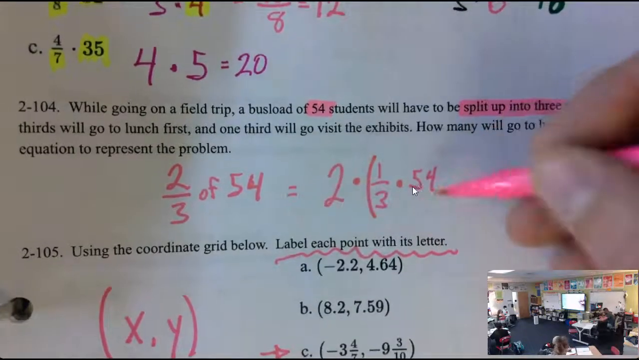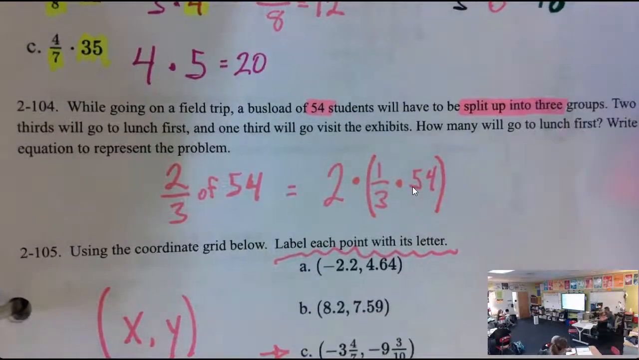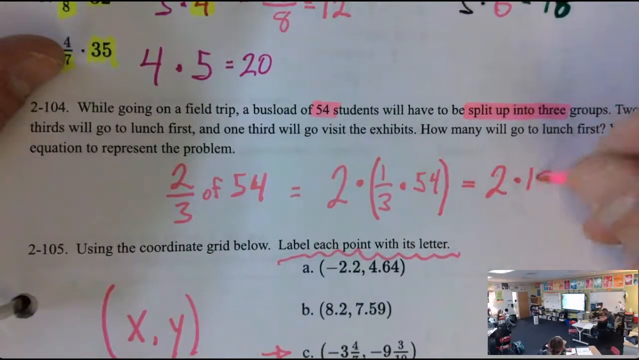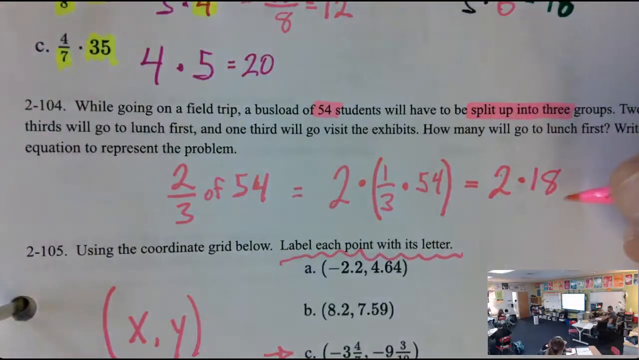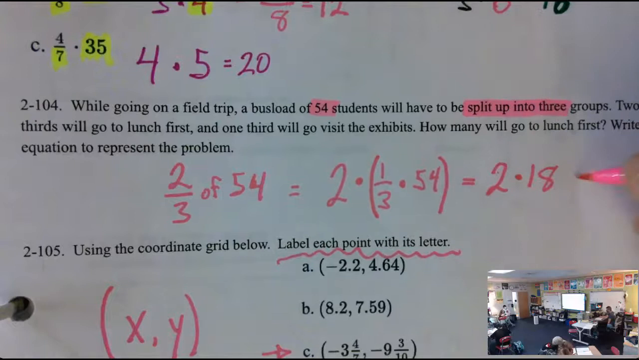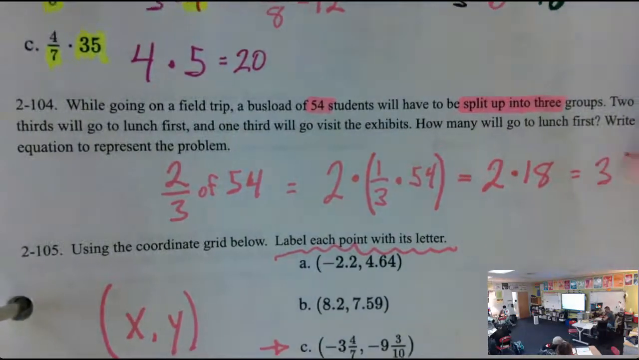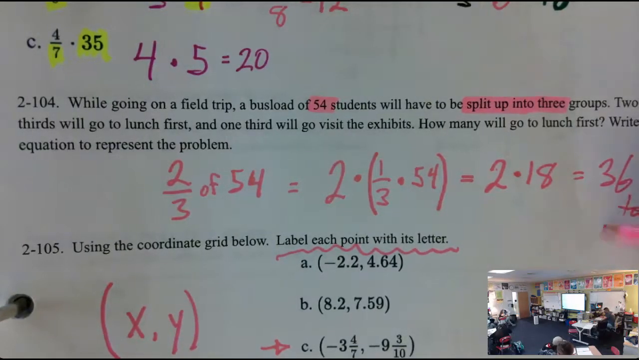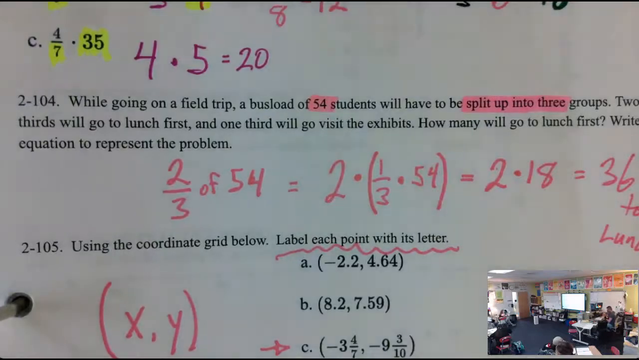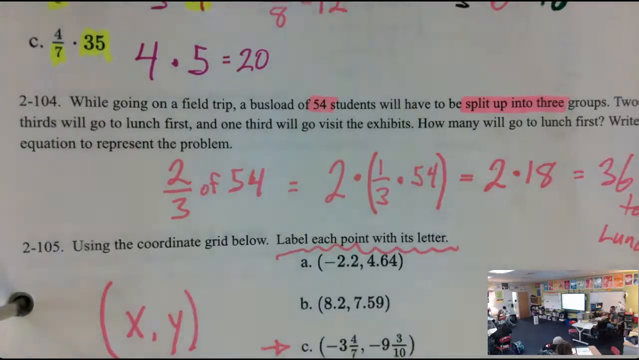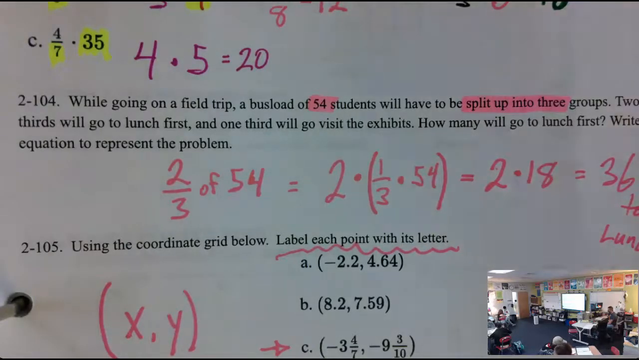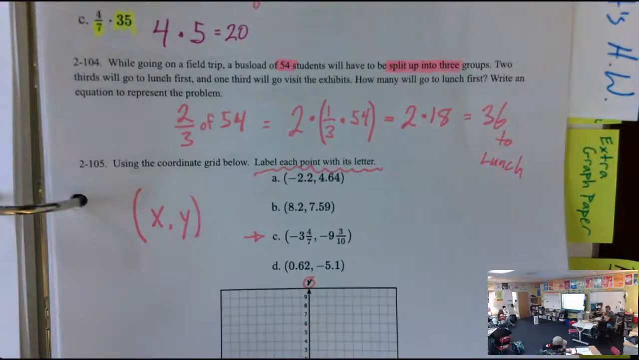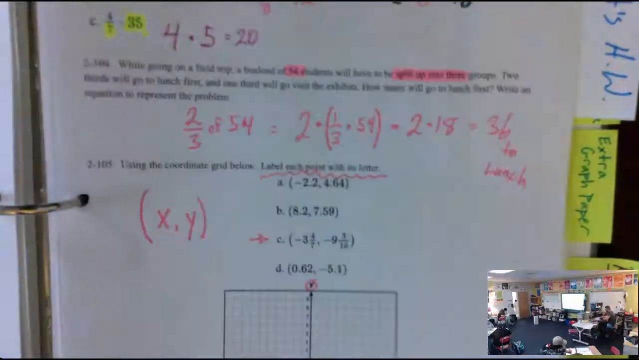But this, if you want to group it, go ahead and throw some parentheses around it. This becomes 18. So 2 times 18. So 18 is our 1/3, right? So now I have to double it to find out how many go to lunch. 36 go to lunch. Probably, but you'll definitely be able to use your multiplication table. I'll give you that guarantee. I try to keep my numbers below 15, because the table goes 15 by 15.